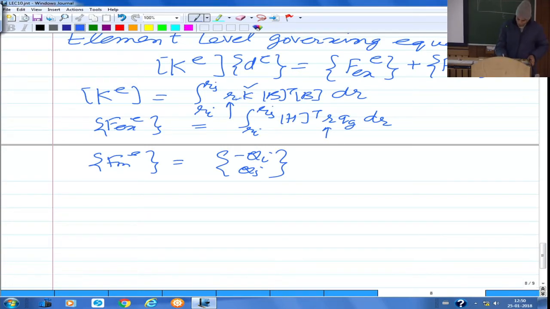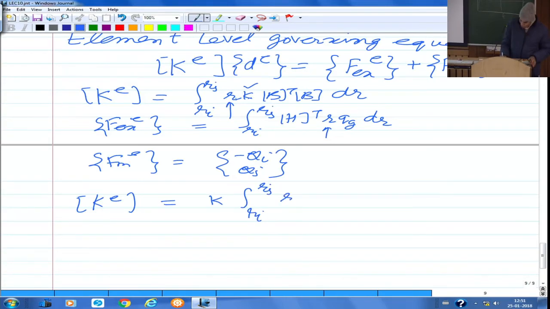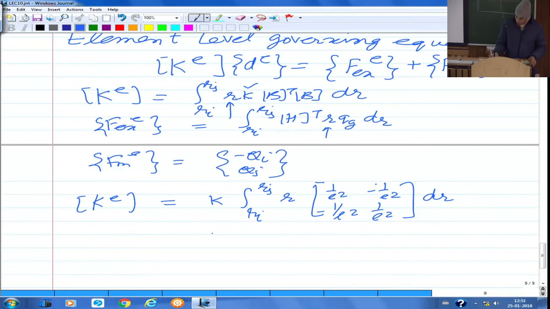Of course in this case you can actually write the integration. So what would be Ke? Let us say we want to work out Ke. Assuming that this thermal conductivity K is constant within the element, so that I can take it outside, and then you have integral Ri to Rj. This R is there, and B transpose B, as we have seen earlier, would come out as 1 by L square, minus 1 by L square, minus 1 by L square and 1 upon L square, that B transpose into B into dr. So this is what you will get.